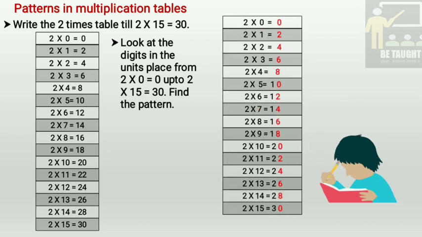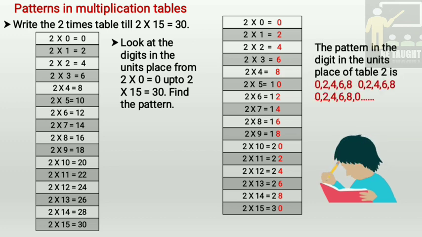If you see over here, it is already written in red color in the units place. The pattern in the digit in the units place of table 2 is 0 2 4 6 8. Again it is repeating 0 2 4 6 8, and again it has been repeated 0 2 4 6 8, and it goes on and on. So this way the pattern is the same, repeating over and over again. We'll see one more example.